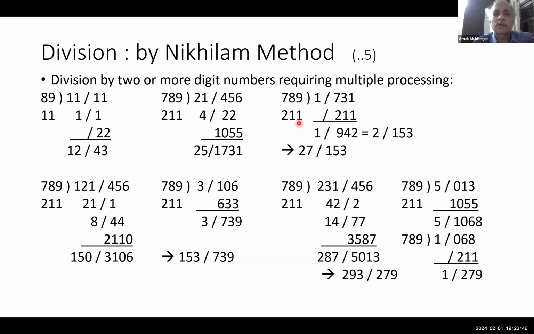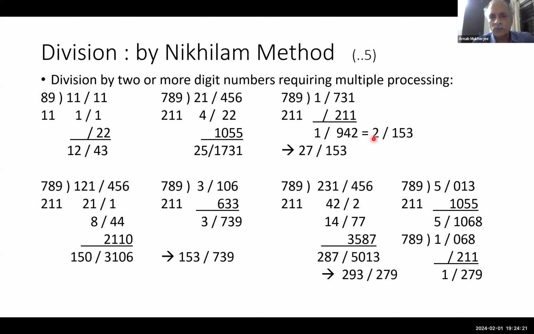789 divided by 211. Same as before, again we work in the same way: 1731 divided by 789, with 211 as my operating number. 1 into 211 is 211, which becomes 942 and 1. Again 942, you cannot apply the procedure again because it has only the same number of digits as the divisor. So simply you subtract. One more will come, and 942 minus 789 is 153.